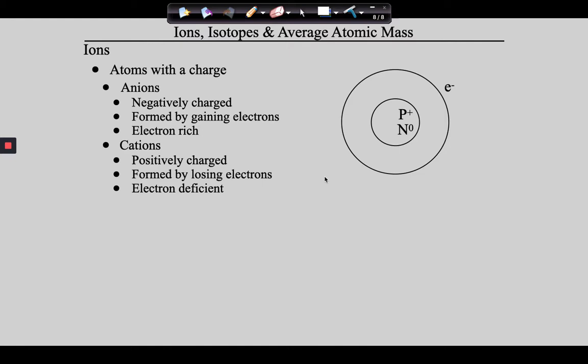All right, so guys, here's where we are. What happens when protons and electrons are not the same? Then we have an atom with a charge. We call that an ion. If it's an anion, that thing is formed by adding electrons. It's negatively charged. It's electron-rich. If we remove electrons, that forms a positively charged ion, which we call a cation, and these things are electron deficient.